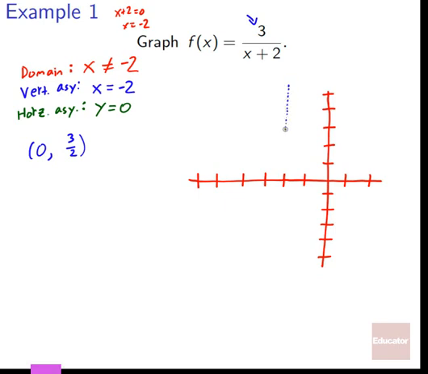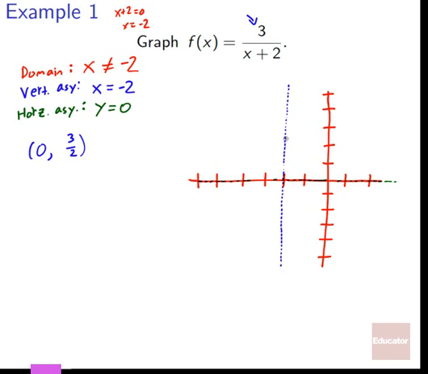I think we can see pretty easily just counting out what those are. We just know those tick marks mean 1. So we've got a vertical asymptote at -2, and we have a horizontal asymptote at y equals 0, which is just our x-axis. Great. All right, so how can we draw this in?